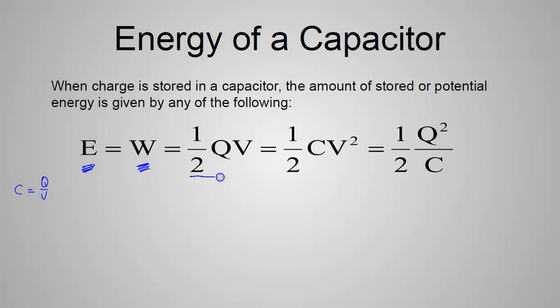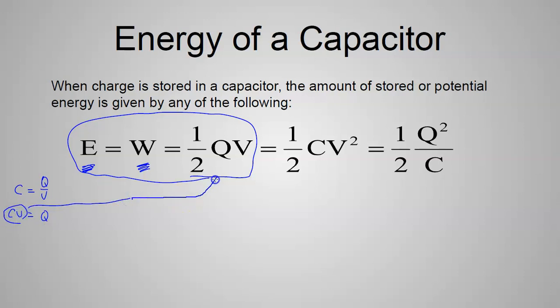And here's this first one. This is kind of the stock definition of it right here: 1/2 Q equals 1/2 QV. Well, if I were to solve this for Q, then that would be CV. So if I take that CV and plug it in for Q, then you could see that I would have 1/2 Q, which is now CV, times V, and that's going to be 1/2 CV squared, the second way to do it.